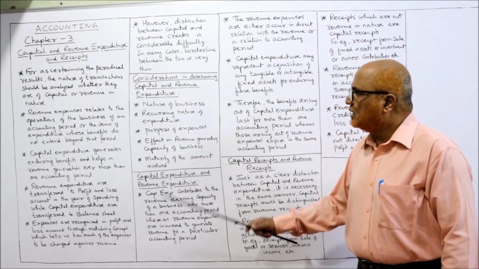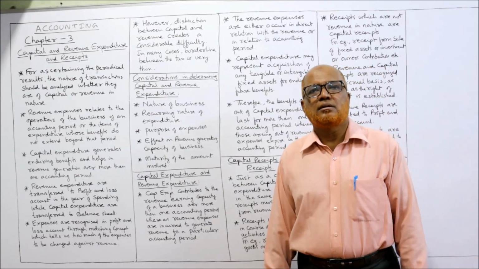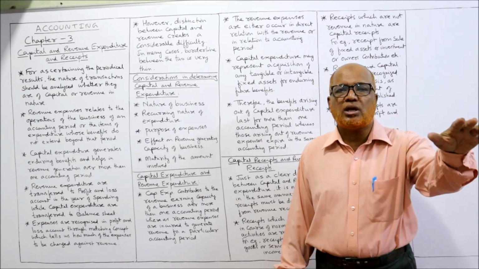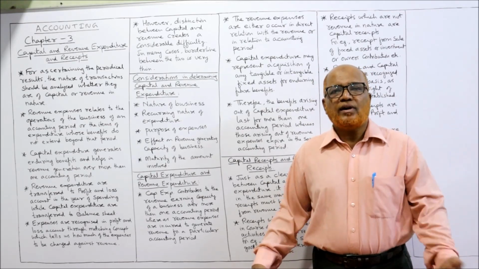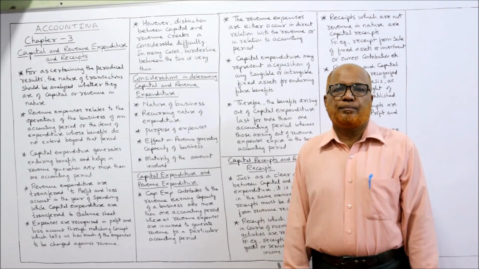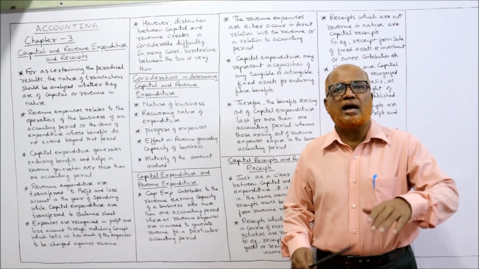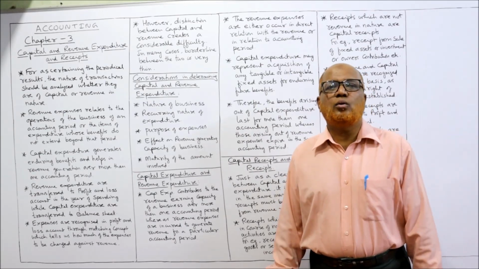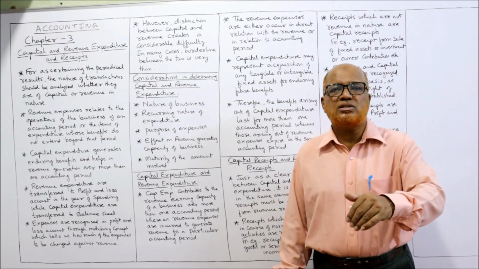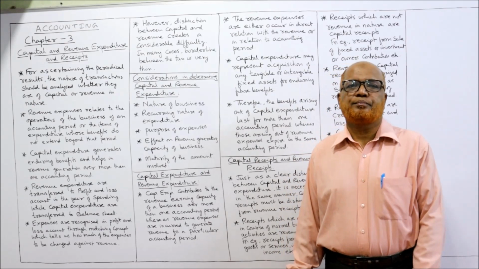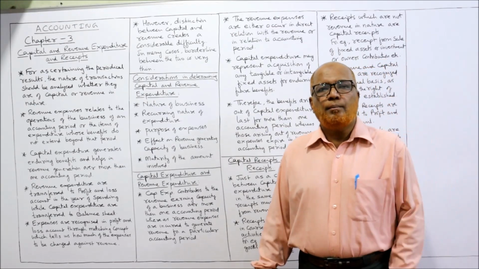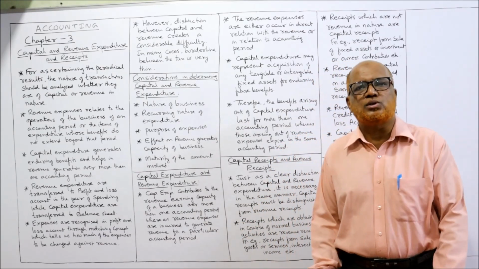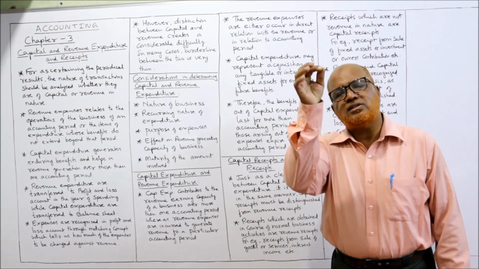Some considerations must be taken into account to decide whether it is a capital expenditure or a revenue expenditure. The first item is nature of business. To find out whether an expenditure is capital or revenue, it depends on the nature of the business. For example, a furniture dealer buys furniture and sells furniture. For him, furniture are the goods. The purchase of furniture is a revenue expenditure, because he is purchasing the furniture to sell.